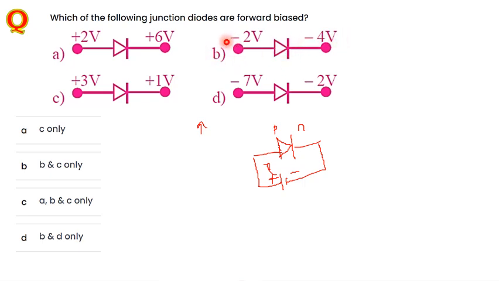So this is forward bias. Coming to here, 3 and 1, 3 is the maximum value, which has been given to the P type of semiconductor. So this is forward bias. Minus 7, minus 2. Minus 2 is the maximum value. So this is reverse bias. These two are reverse bias and these two are forward bias. See, from this, the answer here is B and C are the forward bias.